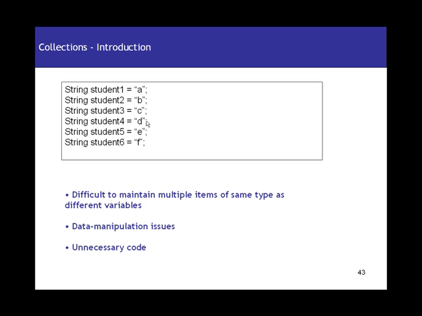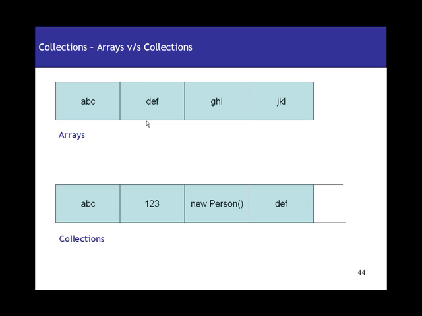One solution to this would be arrays. We've already seen earlier that you can group multiple items of similar kind in arrays. So I can simply have a string array called student name, and I can give all these 6 values in that string array, right? But now let's see what advantages I have with collections over arrays.